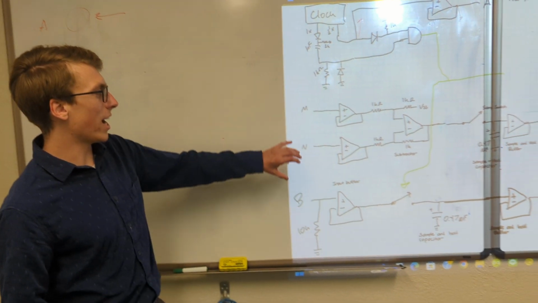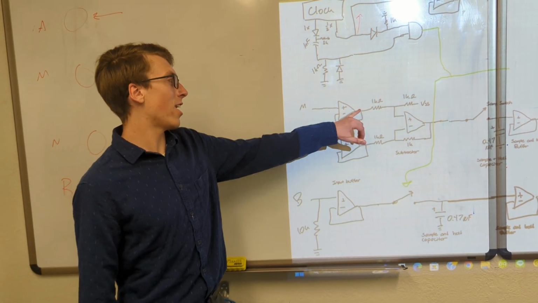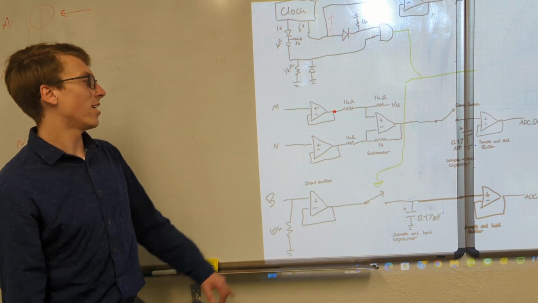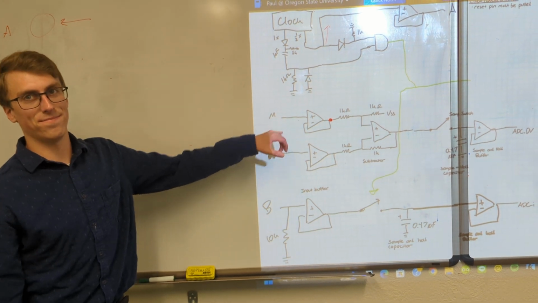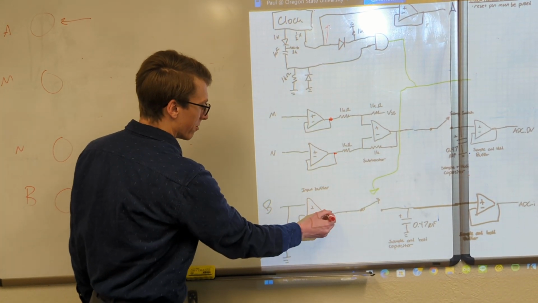To remedy this, we add these unity gain amplifiers. If I draw current at the output of this amplifier, for example, it does not affect a change at the input. And so for that reason, all of our inputs are buffered.